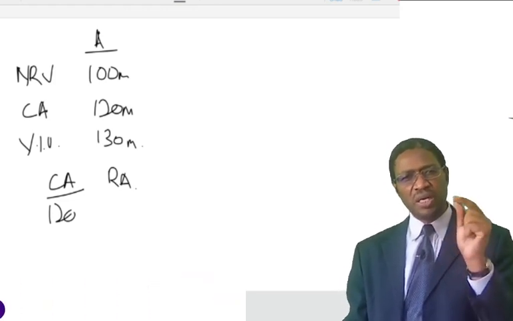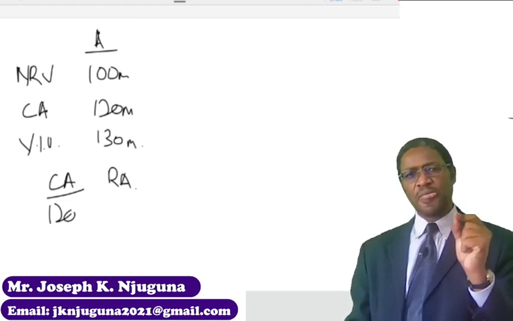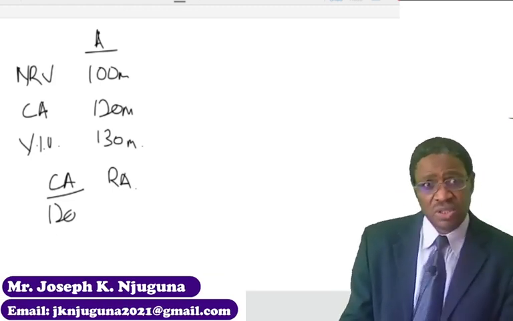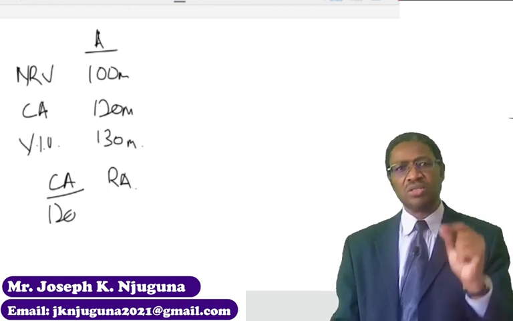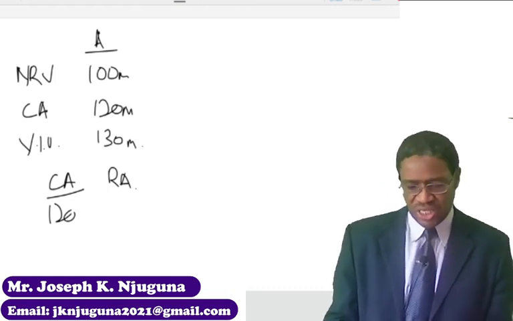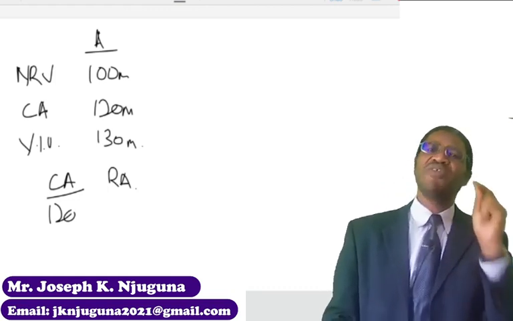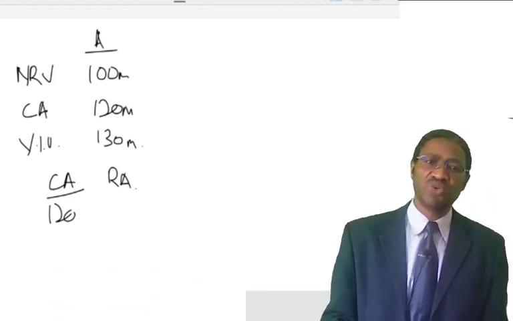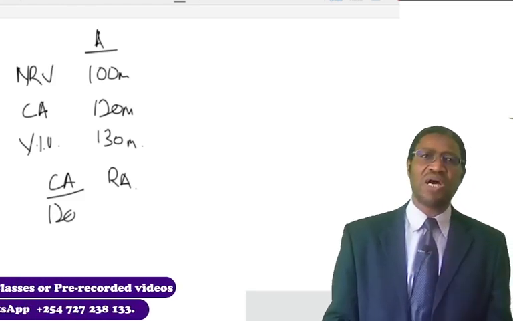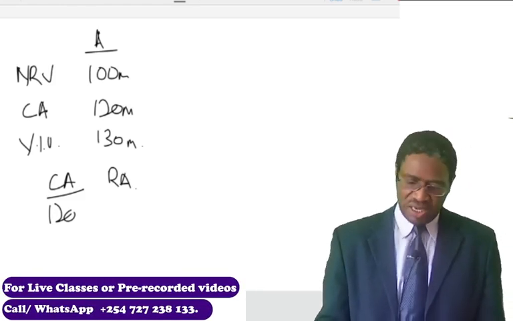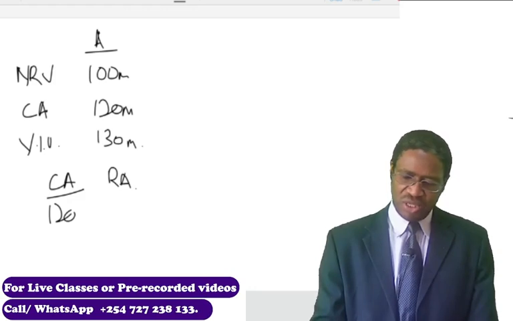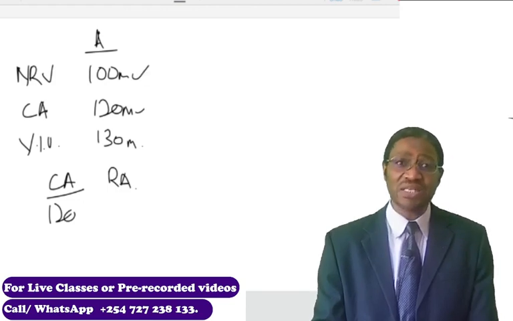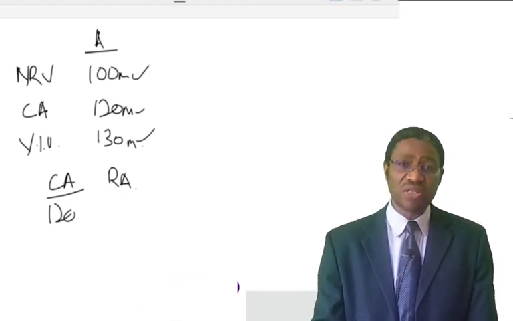And we have already said, to get the recoverable amount of an asset, you compare the net realizable value with the value called value in use. Whichever of the two is higher, you pick it to become the recoverable amount. So from this illustration, the carrying amount of the asset is 120, the net realizable value is 100, and the value in use is 130.